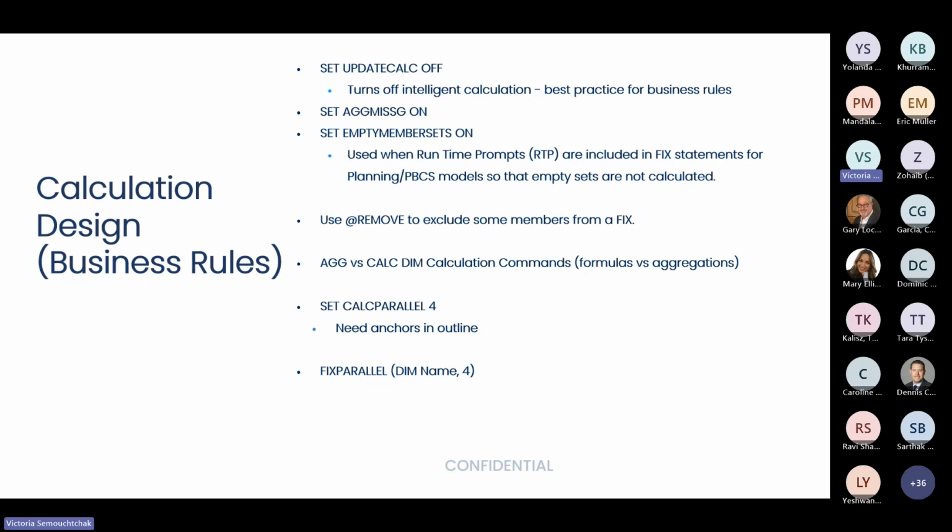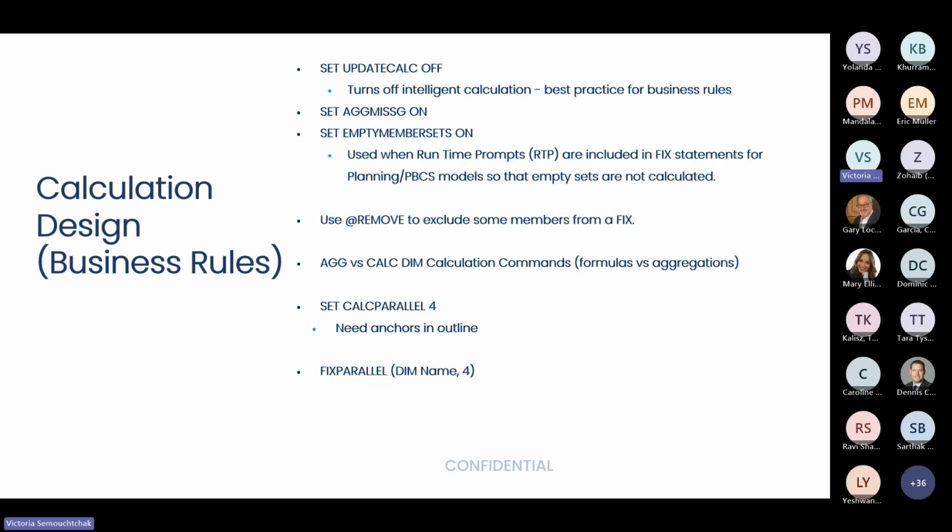I wanted to remind everybody the difference between an AG and a calc dim, which is an AG simply rolls up a dimension and a calc dim also fires off stored formulas if they exist. This is used a lot against a workforce application that has stored member accounts.